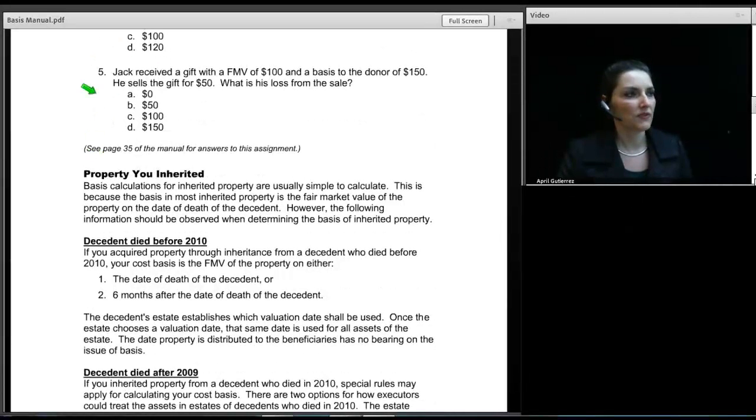Jack received a gift with a fair market value of $100 and a basis to the donor of $150. He sells the gift for $50. What is his loss from the sale?